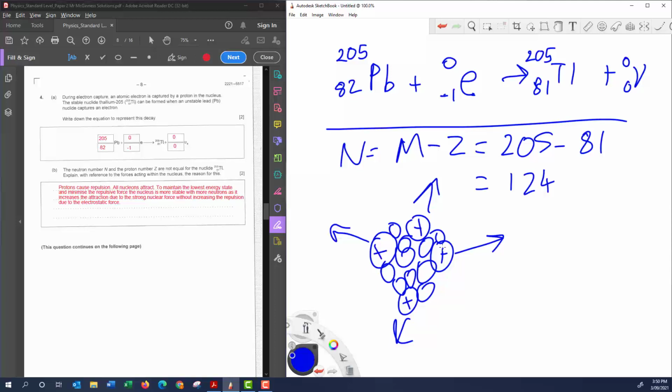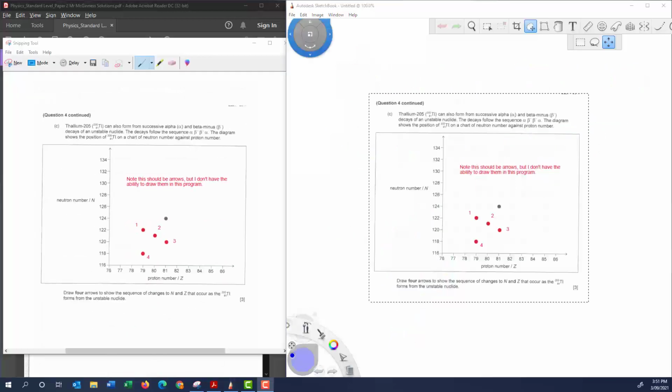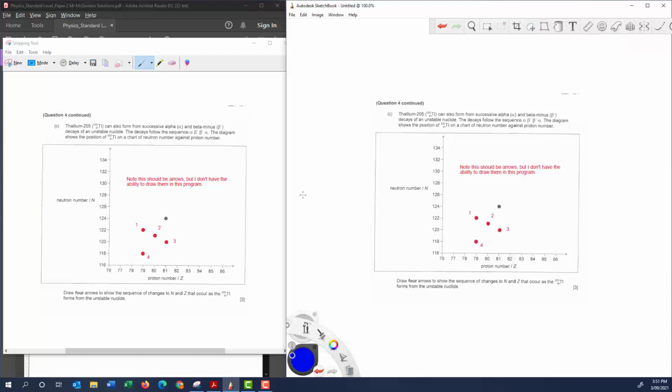So that's my answer that refers to the forces acting in the nucleus as they asked. And for this part here, they're asking us to draw on this graph some alpha and beta minus decays. So it goes alpha, two beta minuses, then another alpha. Now, they've been a little bit nasty here, for a couple of reasons.